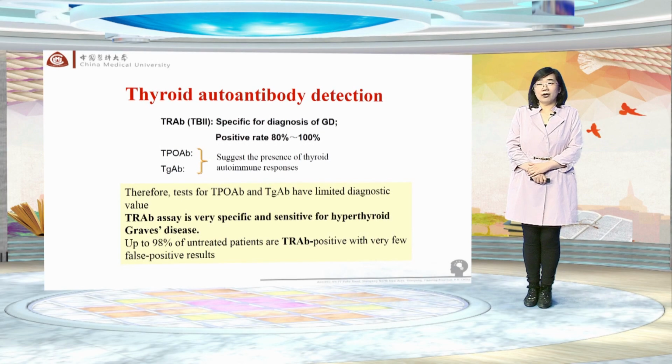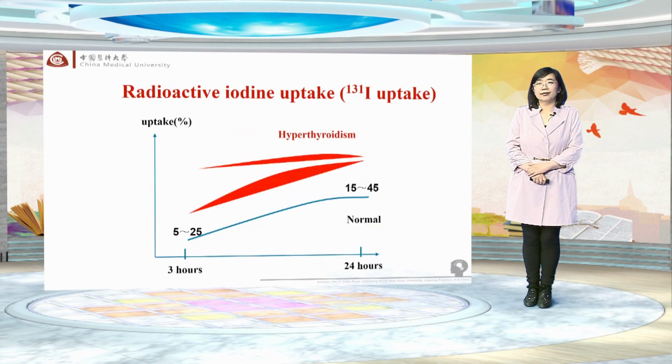TRAb assay is very specific and sensitive for hyperthyroid Graves' disease. If it is positive in the blood test, the diagnosis of Graves' disease can be made in patients with thyrotoxicosis. To further differentiate the hyperthyroidism from destructive thyroiditis, radioactive iodine uptake is recommended to be performed.